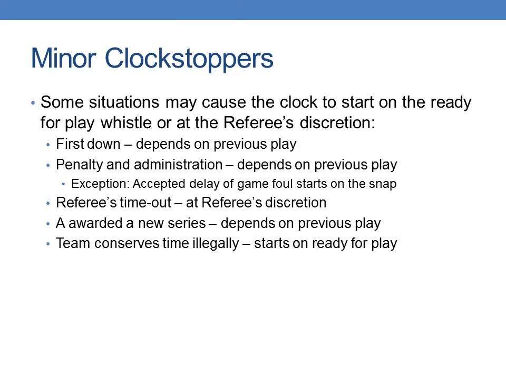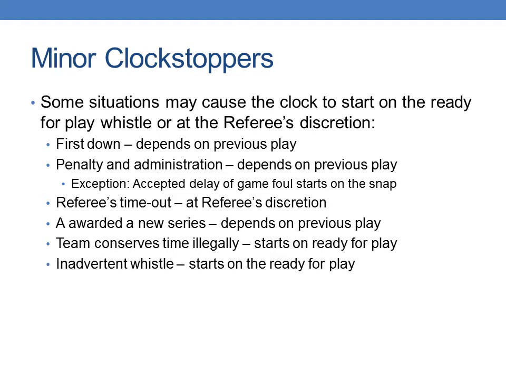A great example of conserving time illegally could be potentially an intentional grounding for the purposes of stopping the clock. We're late in the game, a team rolls out, they know that if they get deflagged in bounds, time could expire on them, or the clock could at least run down, and so they throw the ball into an area not occupied by an eligible receiver for the purposes of both not losing yardage and also to keep the clock and timeouts. That could be a situation where the referee invokes this, attempting to conserve time, and thus starts the clock on the ready for play. And then an inadvertent whistle.